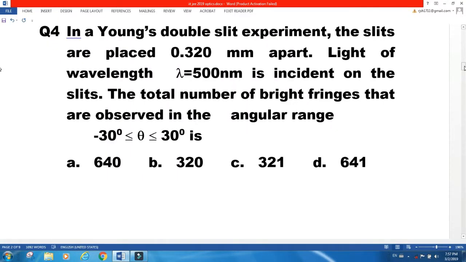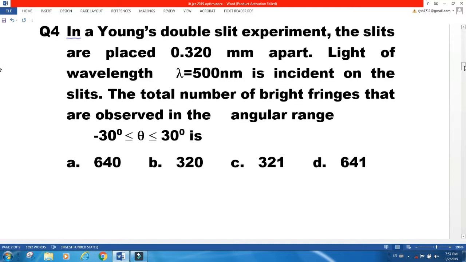In a Young's double-slit experiment, the slits are placed 0.320 millimeter apart. Light of wavelength lambda equal to 500 nanometer is incident on the slits. The total number of bright fringes that are observed in the angular range minus 30 degree less than theta less than or equal to 30 degree.